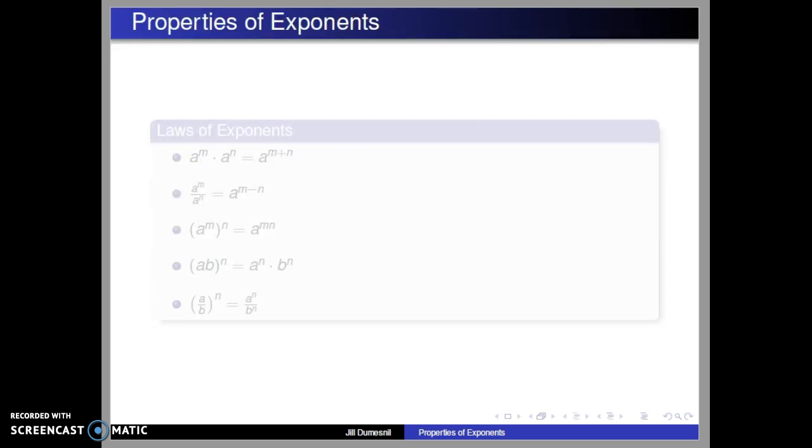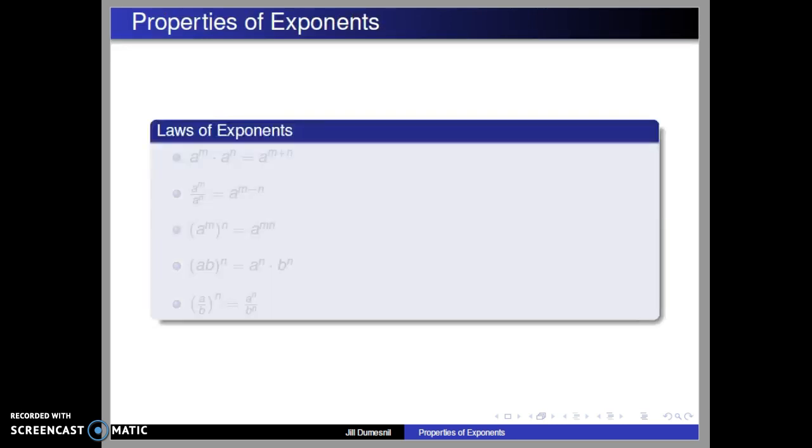Let's review the laws of exponents and then follow up with a variety of examples. The first law states that when we multiply like bases, we add the exponents. The second law states that to divide like bases, we subtract the exponents in order of top exponent minus bottom exponent.